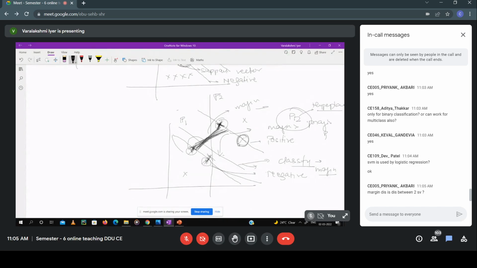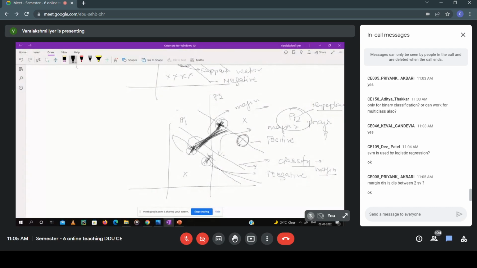Yes, margin distance is the distance between two support vectors, the support vectors on the positive side of the hyperplane and on the negative side of the hyperplane. That is the margin distance that we have. So, for example, if we are having a data set like this, suppose this is the hyperplane that we are creating.